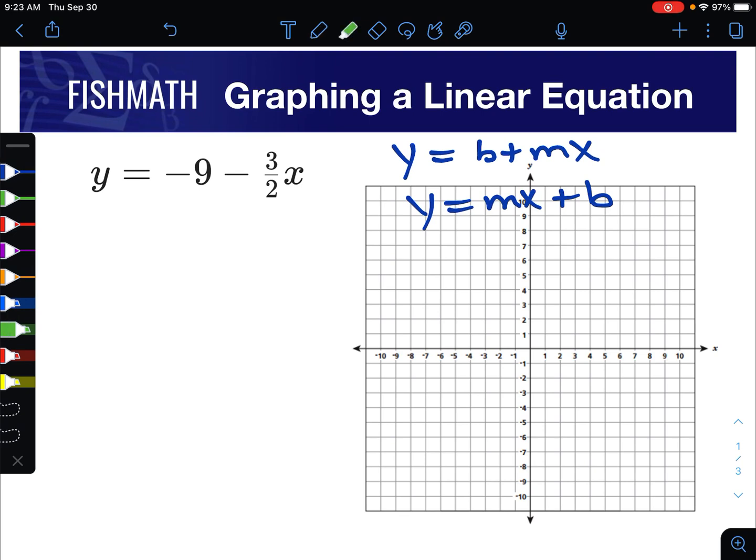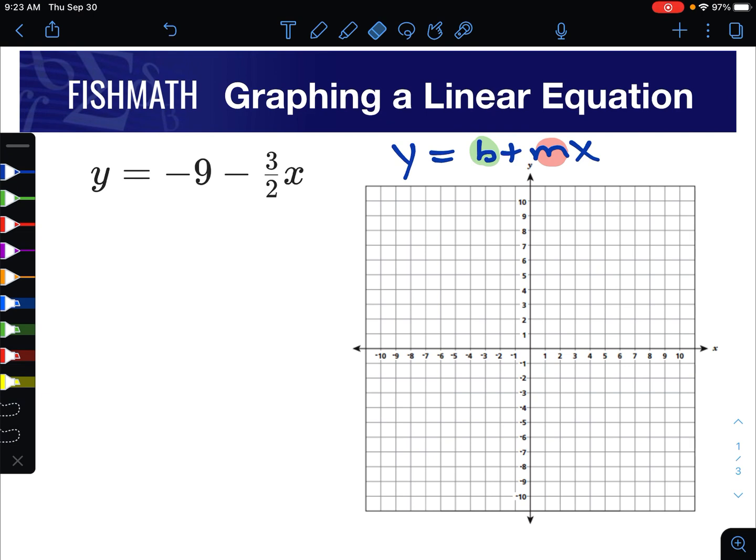The y-intercept is the b value. That's where the line begins on the y-axis. And the m is the slope. That's how the line moves. So we're going to use the b plus mx idea.